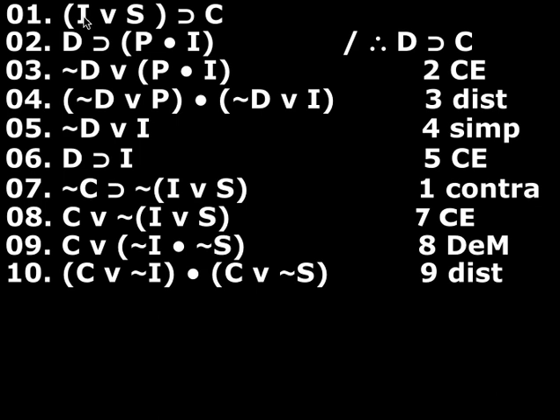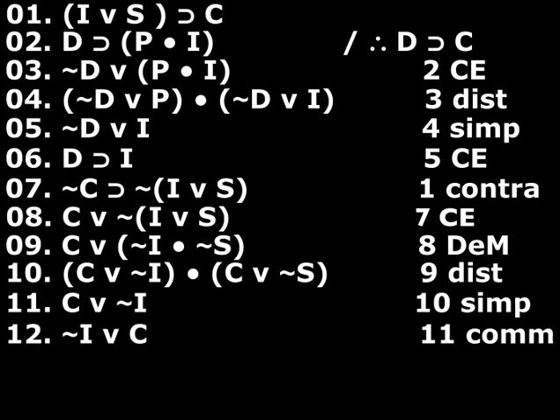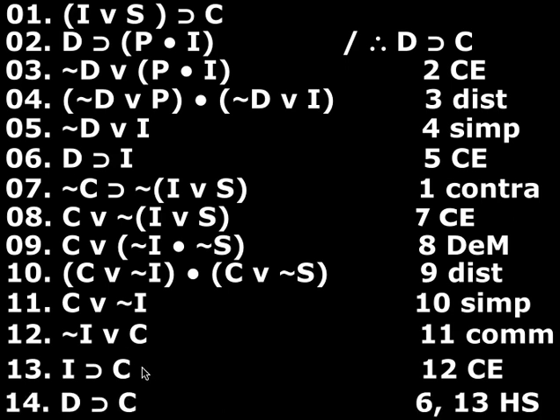Remember, what I'm trying to get is if I, then C. So I want the component that has the I and the C in it, so I'm going to simplify the first one off. I want if I, then C, so I'm going to commute so I get the I on the left-hand side, then do the conditional exchange, if I, then C. Now, I've got my two conditionals. If D, then I. If I, then C, that consequent is the same as that antecedent. So by hypothetical syllogism, I can get if D, then C. And that's by 613 hypothetical syllogism.